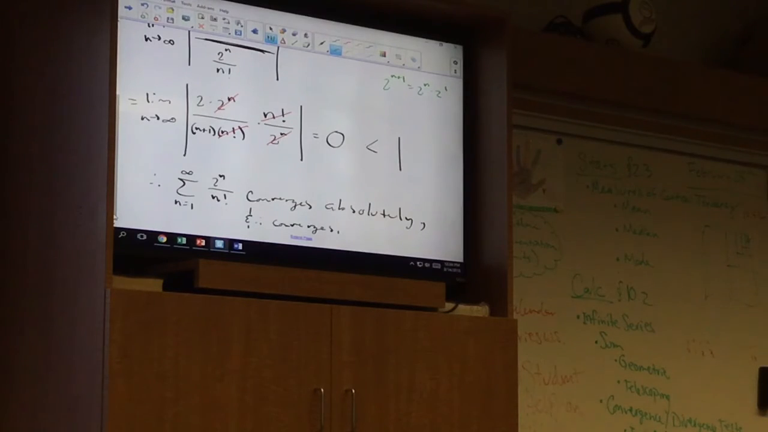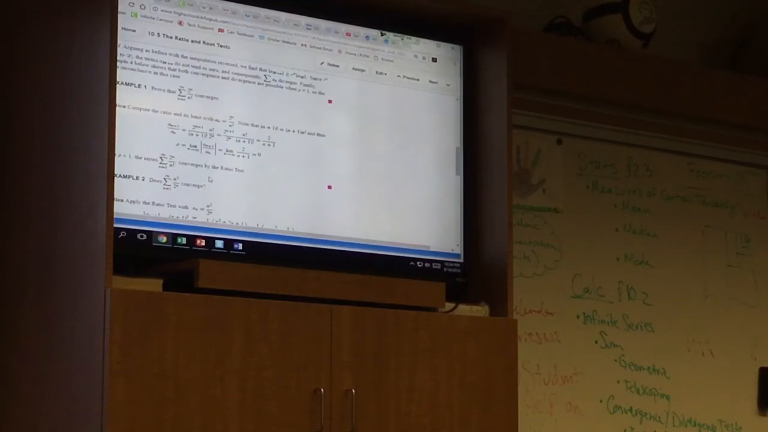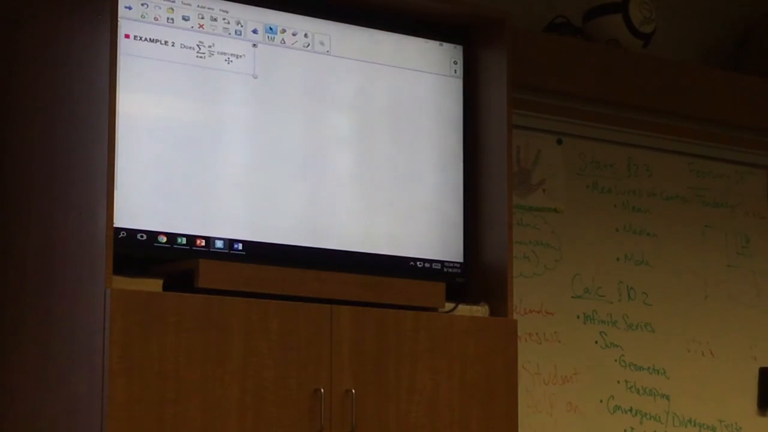Let's do it again. So I'm going to give you a few minutes to work on this one. You're going to tell me if the summation as n goes from 1 to infinity of n squared over 2 to the n. Does this converge? Or does it diverge?